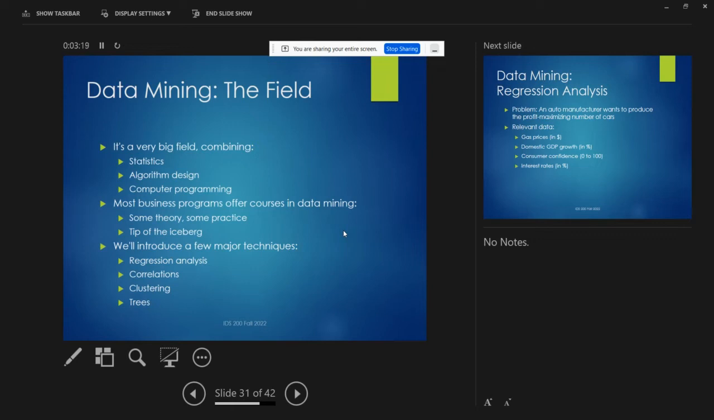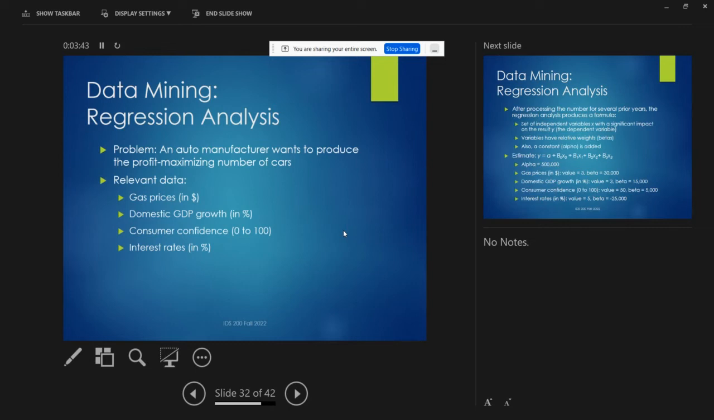In these courses, you get like 15 weeks of lecture. So they're not going to teach you everything there is to know about data mining. You'll just kind of get your toes wet a little bit. Anyway, we're going to introduce a few of the major techniques: regression analysis, correlations, clustering, and trees. And you should know what all these are for the exam, be able to describe them, recognize examples thereof, that sort of thing. You won't have to do math though, because this is not a data mining course. All right.